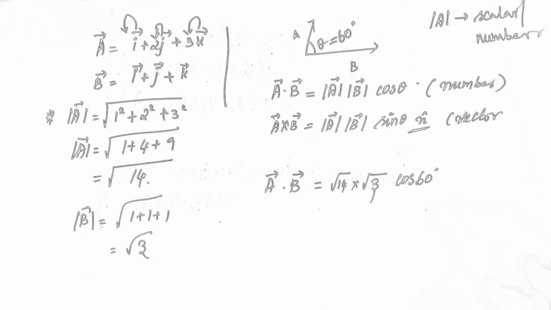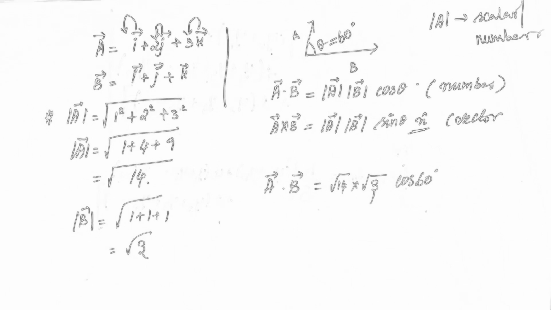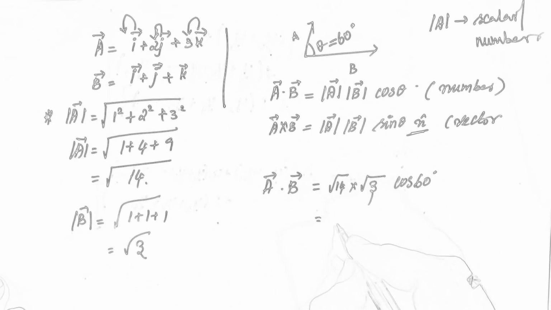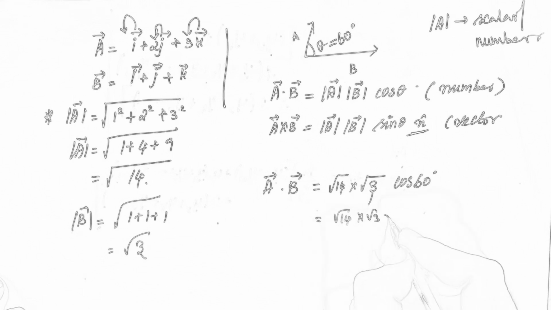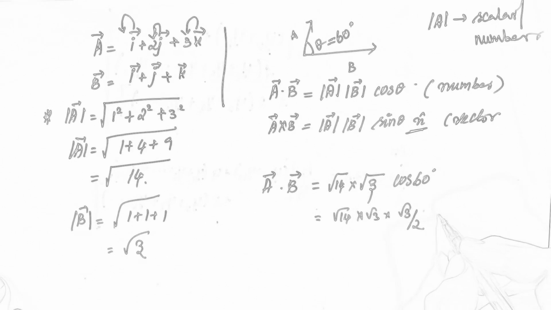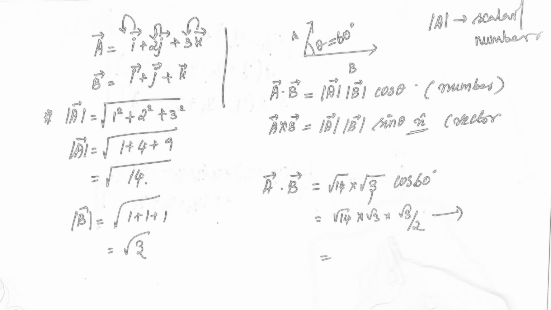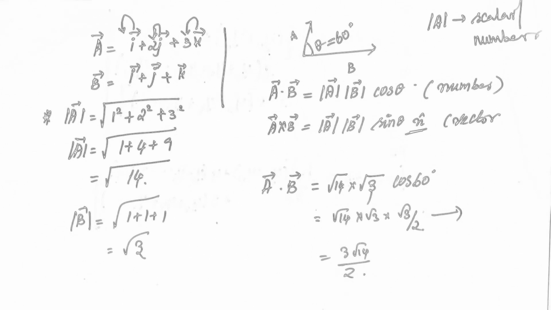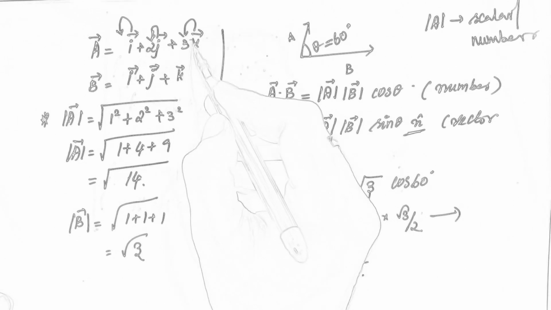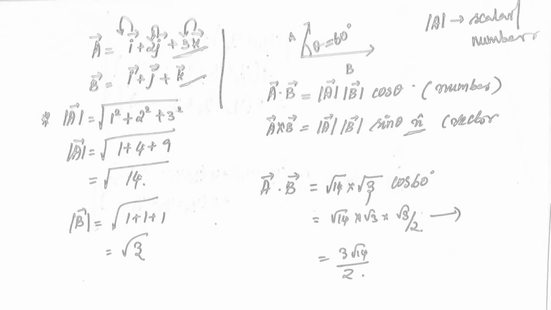So we have seen the values of cos 60 from trigonometry. So the value of cos 60 is root 3 by 2. So root 14 into root 3 into root 3 by 2. So this yields a scalar, say it's just 3 root 14 divided by 2. So this is how we'll find it if the angle theta is given. Another way of finding this product is when the components are given. If the components are given, we can do one more thing also. So let's see how it is done.